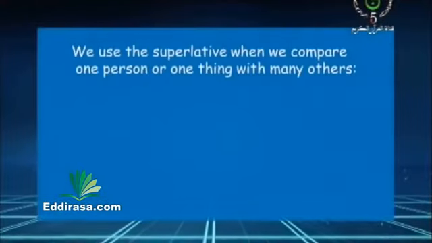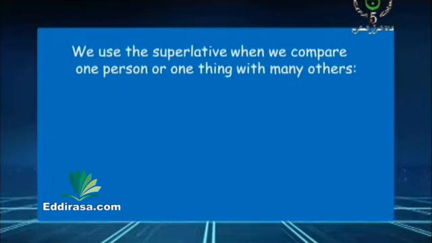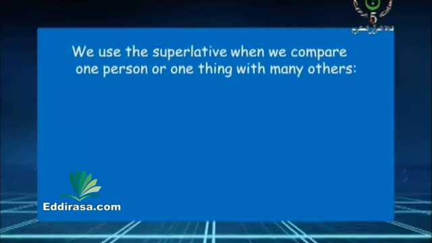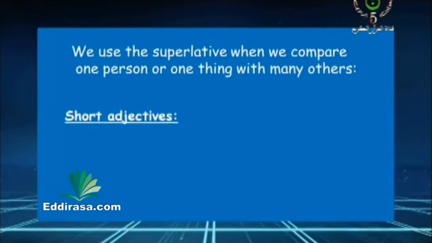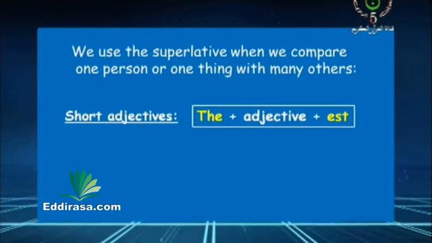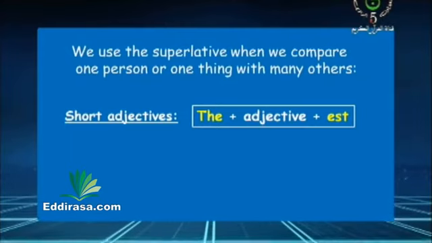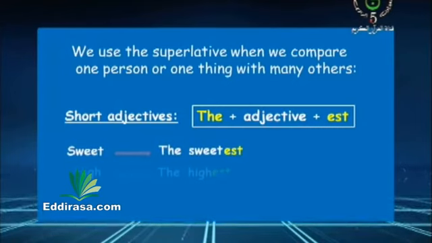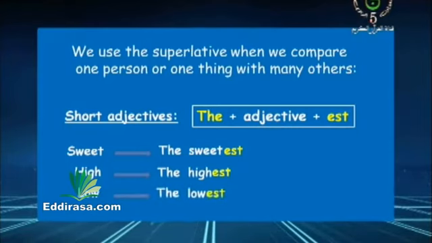in the superlative form. We use the superlative when we compare one person or one thing with many others. It's not like in the comparative when we compare just two things or two people. So with a short adjective in the superlative form, you have the determiner, plus the adjective, plus est. It's important. Don't forget the before the adjective. So let's see the following examples. Sweet, the sweetest. High, the highest. Low, the lowest. You see, est by the end.